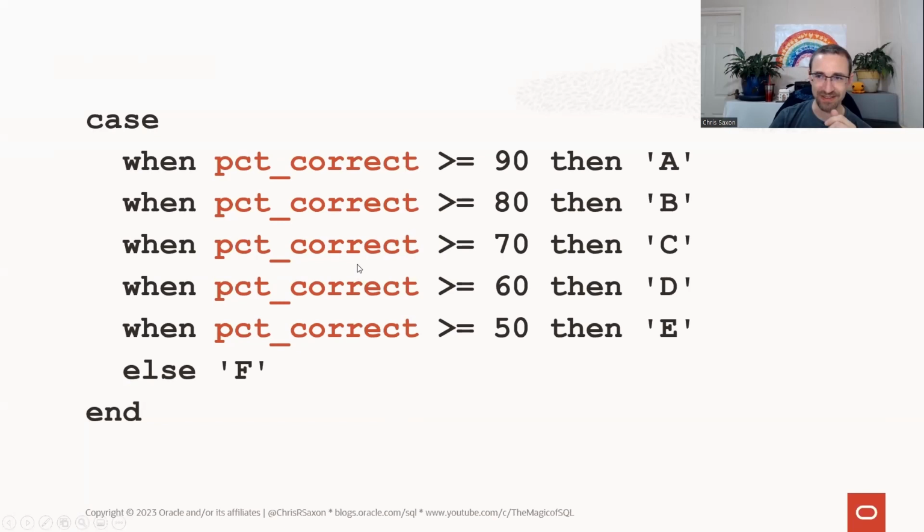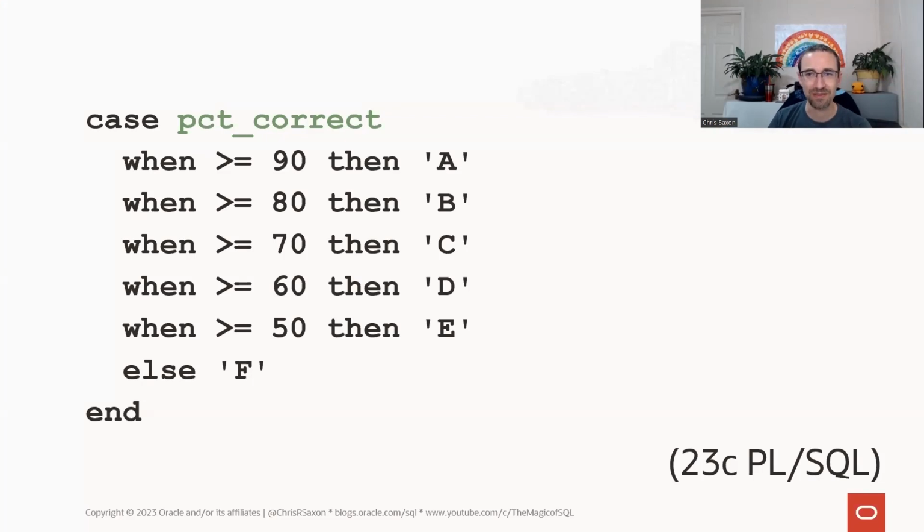Let's move right back to the start where we started with assigning percentages to letters, okay? And as you can see, we've duplicated percent correct here, which is getting a bit messy, right? It'd be nice if we didn't have to do that. It'd be nice if we could simplify it, so we only actually listed percent correct once, a bit like a simple case expression. Well, the good news is in 23c, you can.